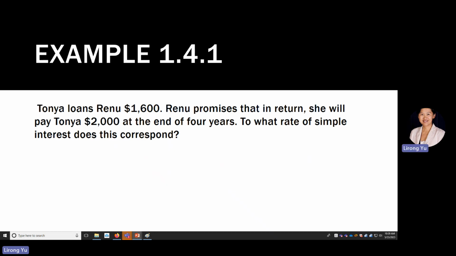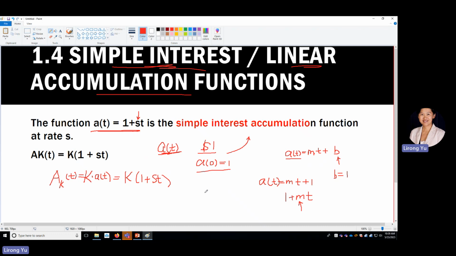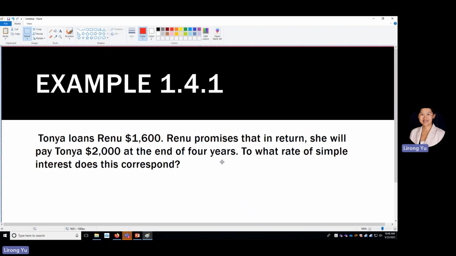Okay, so here we have an example. Tanya loans Renu 1,600. Renu promised that in return she'll pay Tanya 2,000 at the end of the 4 years. To what rate of simple interest does this correspond? So this is about checking that the information from the question matches our model, trying to figure out the appropriate model for the question. Okay, so, rate of simple interest.